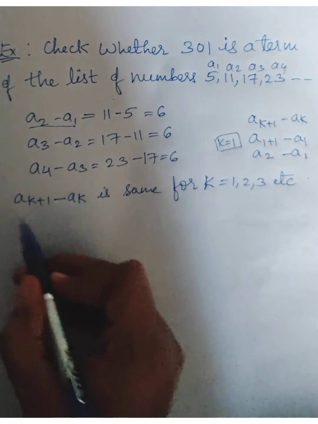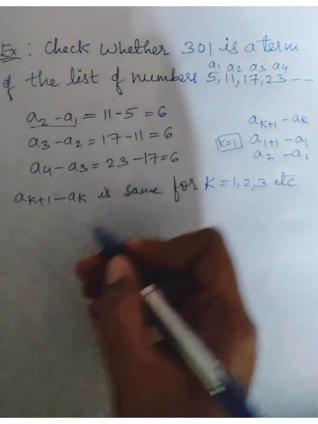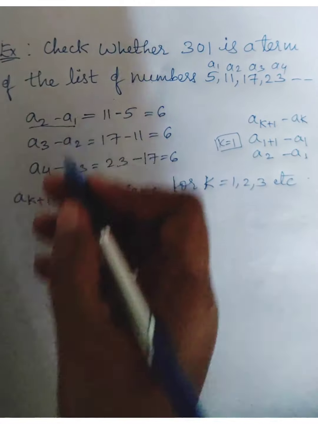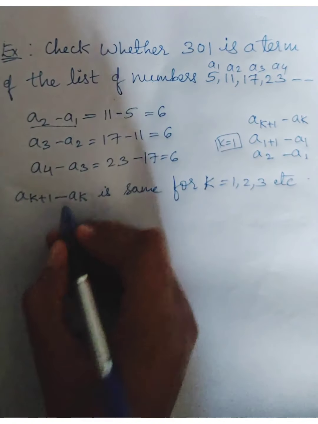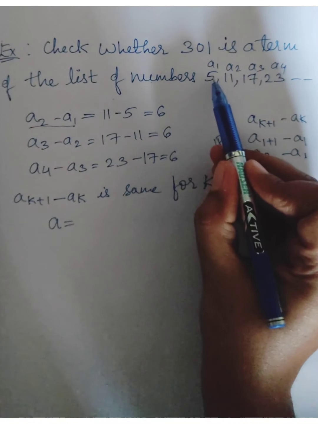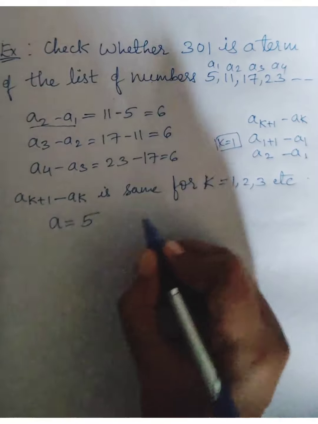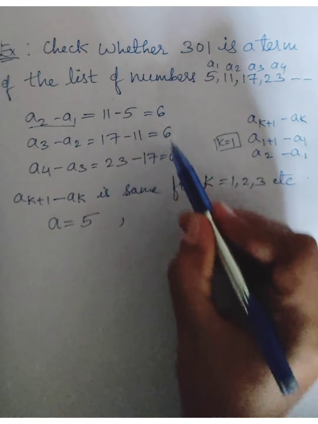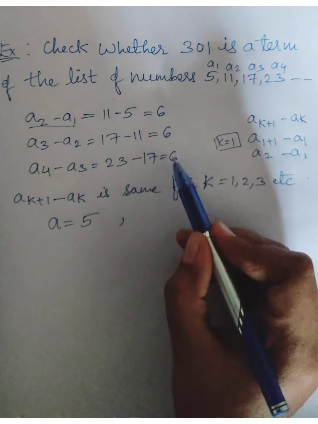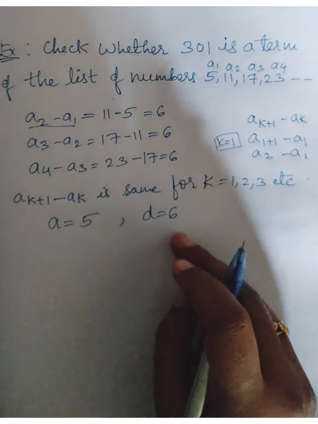So in general I am going to write this. Before going to the exact formula, I am going to write the terms, which is very important to write. A1 is nothing but the first term, that is a, which is 5. D is the common difference. What are you getting? The common difference is 6. So we got the terms.